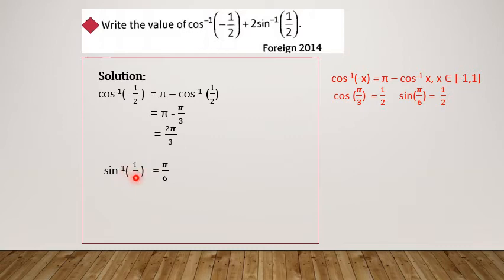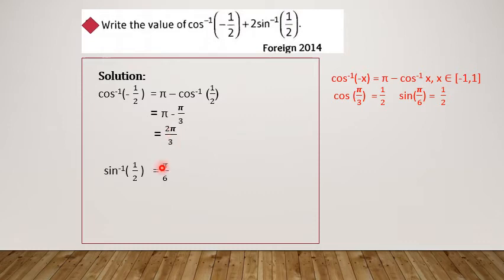Also, sine inverse 1 by 2. Here sine pi by 6 is 1 by 2. So sine inverse 1 by 2 is pi by 6. We get cos inverse minus 1 by 2 and sine inverse 1 by 2.